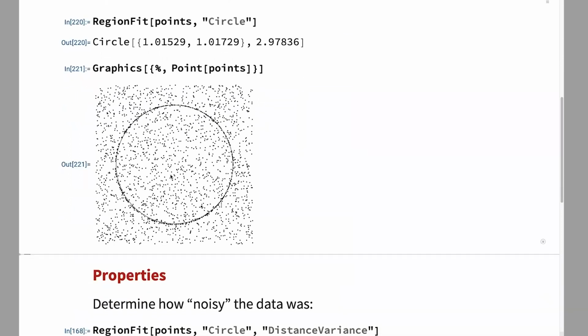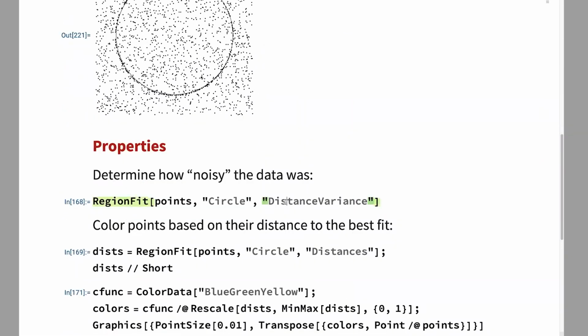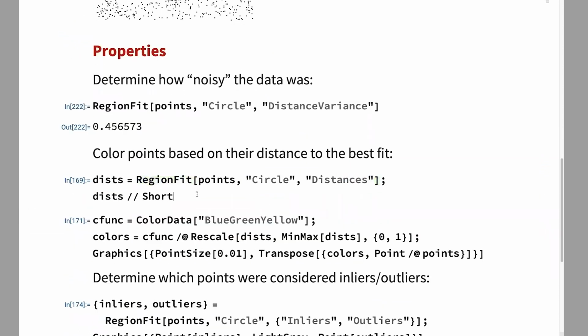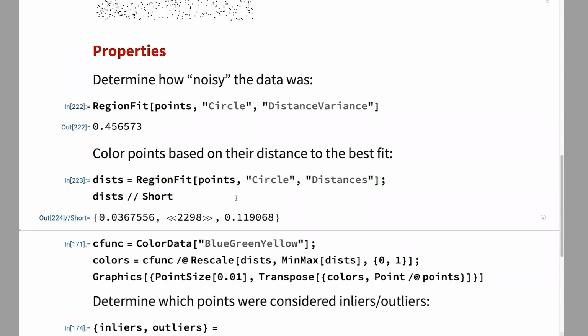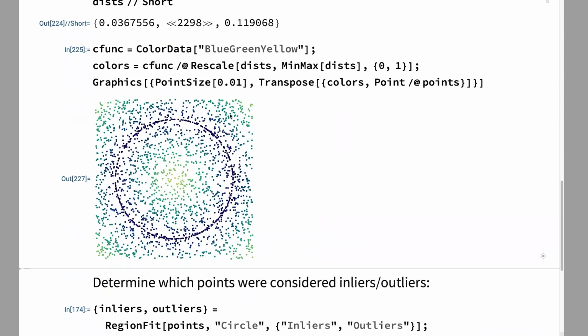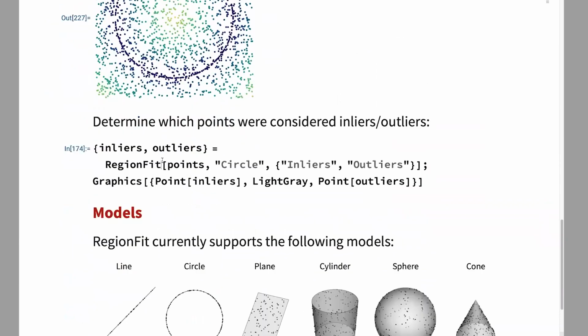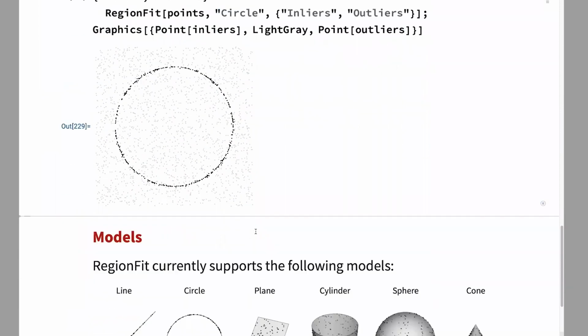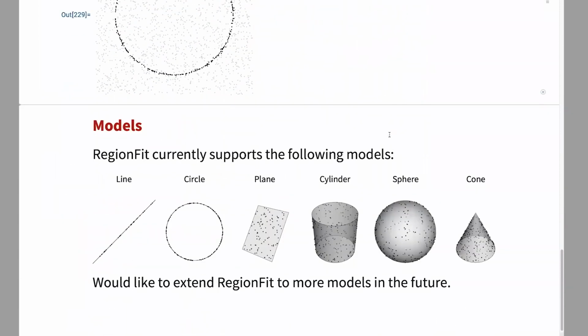We can also get more properties about this. For example, we can ask for the distance variance, which tells us how noisy all the data was. We can get the actual distances themselves from each point to the best fit candidate, and then we can color points based on their distance. We can also just get the inliers and outliers. We can see all these darker points voted for our best fit candidate and all the other ones did not. As far as models, here are the currently supported models for region fit: line, circle, plane, cylinder, sphere, and cone. We would like to add more in the future, but for now, this is what we have.